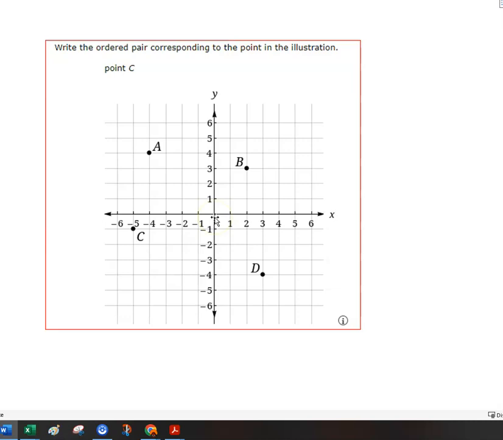So I'm going to start at 0. For A, I'm going to go over 1, 2, 3, 4. Negative 4, then up 1, 2, 3, 4. So it's negative 4, 4. Oh, okay, sorry. It said just do for point C. Okay. So point C is 1, 2, 3, 4, 5. Negative 5, and then down negative 1. So the ordered pair will be negative 5, negative 1.